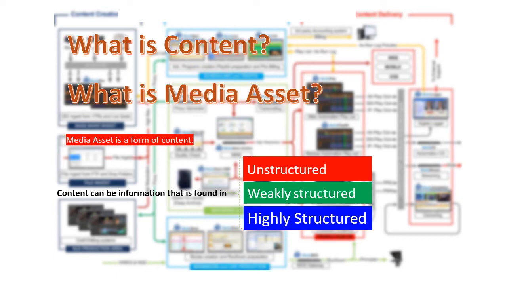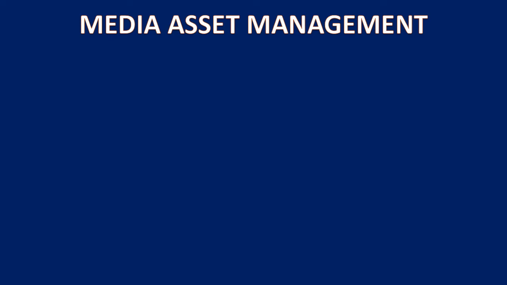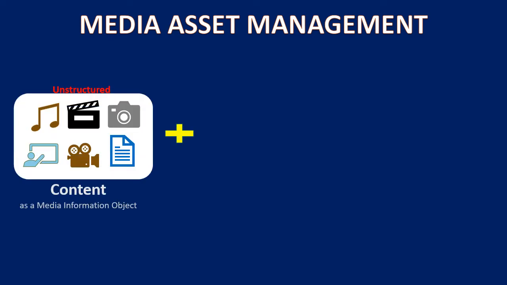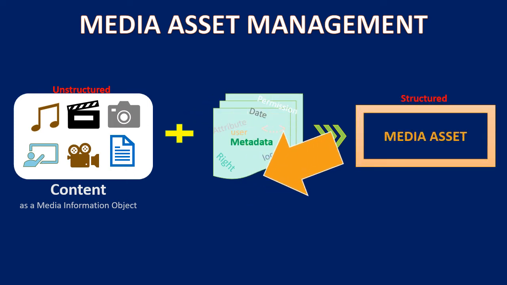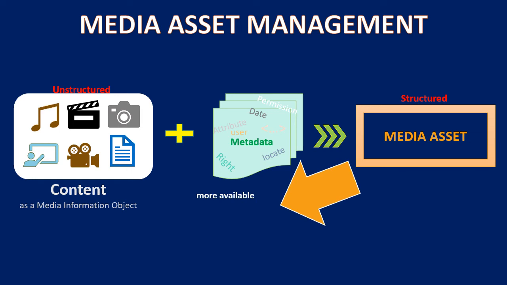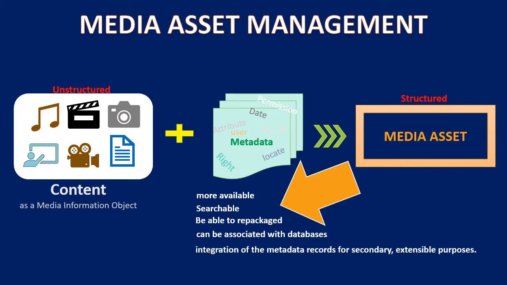Media assets consist of multimedia-based unstructured information objects such as pictures, diagrams, presentations, and other rich media such as those comprised of audio and video assets. Before information becomes an asset, it may be referred to as a media information object, a component that only presents information and that becomes more valuable when structured metadata are linked with that object. Once metadata are included, the media asset becomes more available, is searchable, able to be repackaged, and can be associated with databases that allow integration of the metadata records for secondary, extensible purposes.